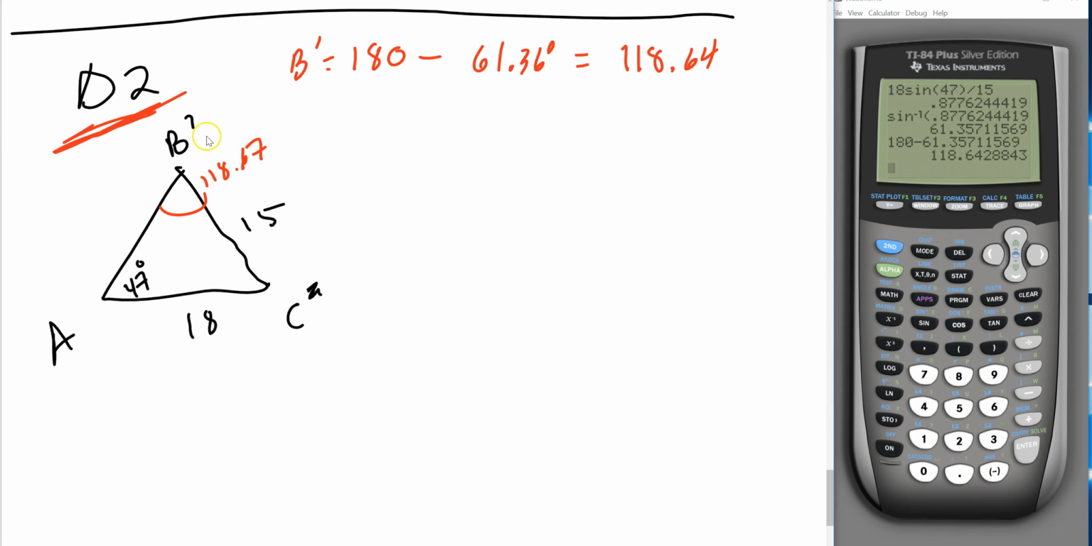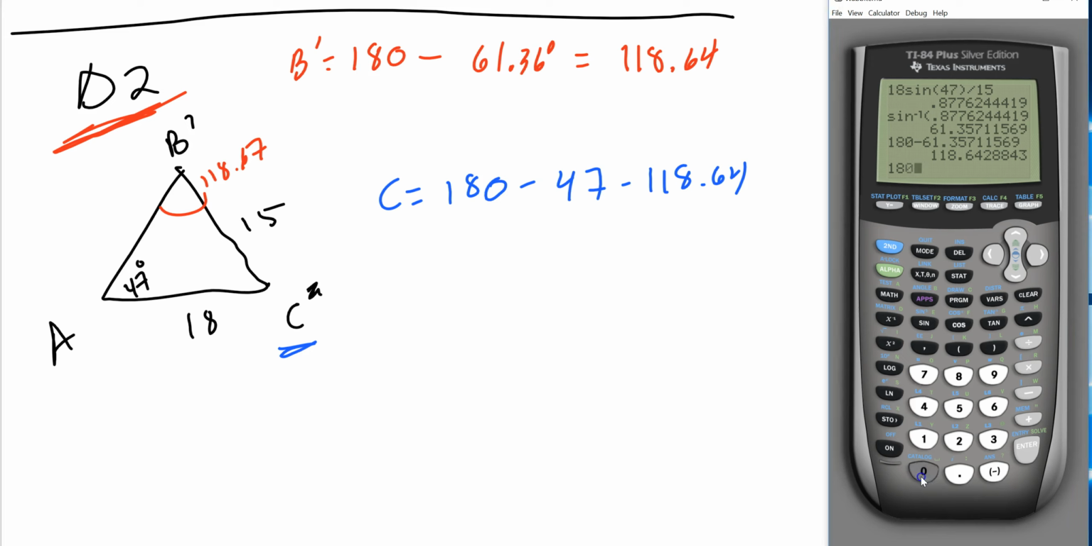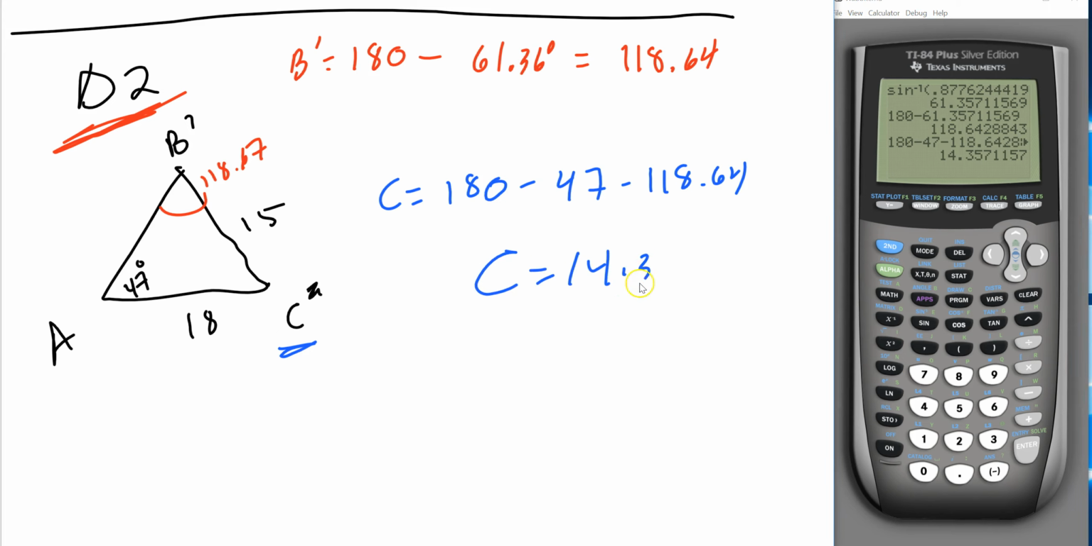So let me actually solve triangle 2 first. So we have that. How do we solve the rest of it? Like we always do. Nothing changes. Let's find C. C is going to equal 180 minus 47 minus 118.64. And this is where you can recheck and see if you have two triangles. 180 minus 47 minus the answer we got. And I get angle C is 14.36 degrees. So see how it actually is an angle? It's not negative. There are two triangles.